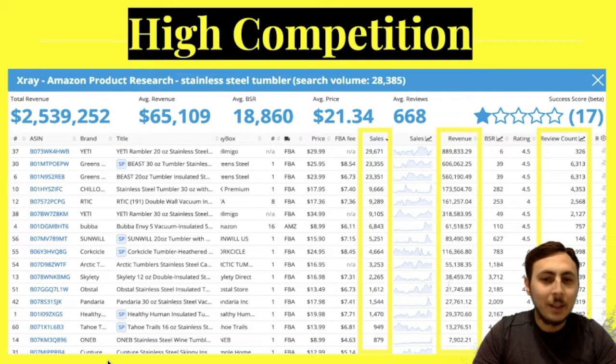Also look at brand names. Yeti, Arctic, Buba. Some huge brands are here selling this item. So stay away from this type of item. You cannot compete with these types of brands.